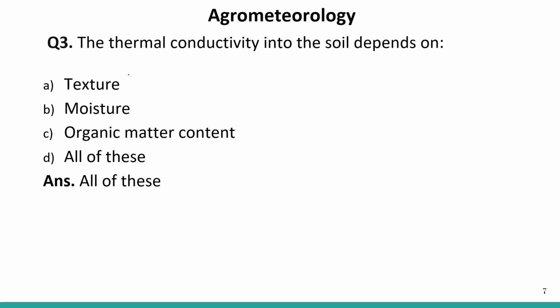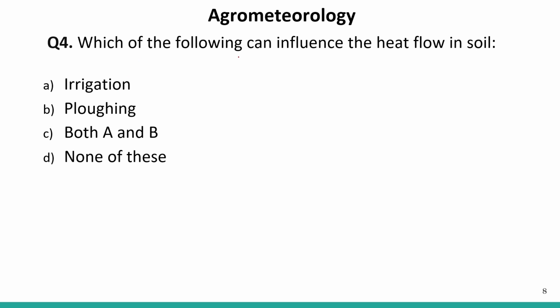Next question. Which of the following can influence the heat flow in the soil? Irrigation means you are providing water to the growing crop. So that is called the process of irrigation. This is a channel through which water is moving to the crop field. So that is irrigation. Plowing means tilling the soil with the help of a plow or tractor, right? So which of the following can influence the heat flow?